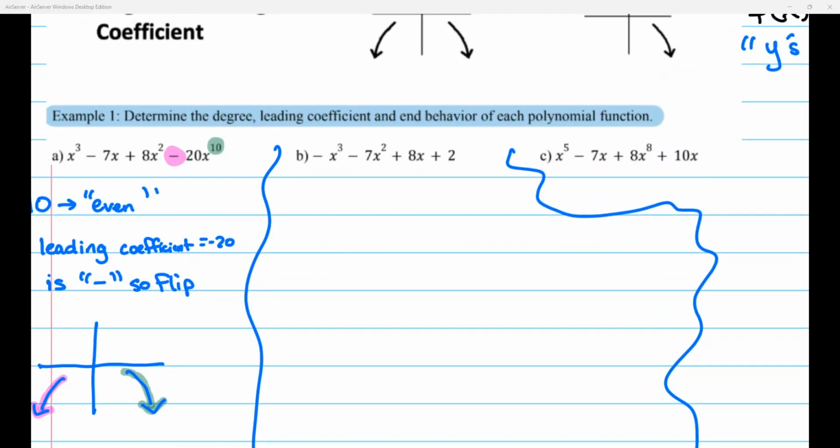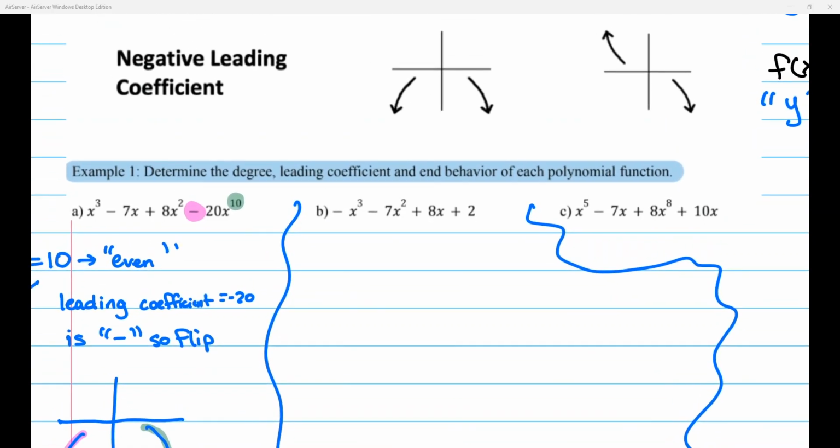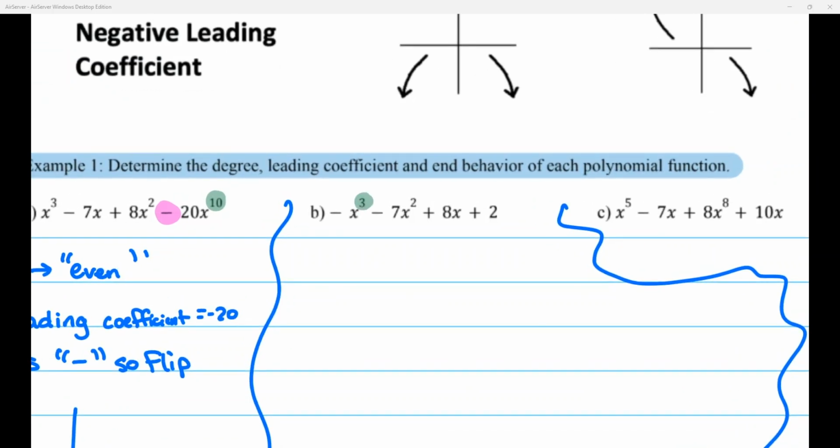All right, next one. I got negative x cubed, negative 7x squared, plus 8x, and plus 2. I want to know what are the end behaviors of this thing. So the first thing I need to figure out is the degree. Let's see, what's the biggest exponent here? My biggest exponent is x cubed. So this has a degree of 3.